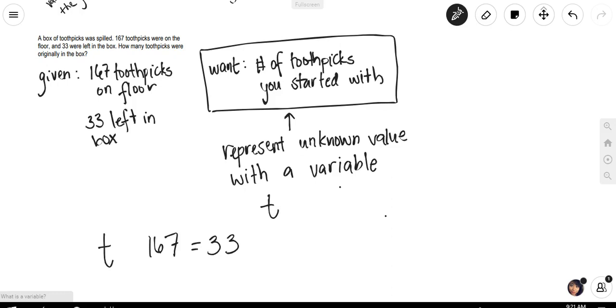167. So when you're setting up your equation with your variable, you want to be aware of what's going on and use the correct operations. So I spilled some.